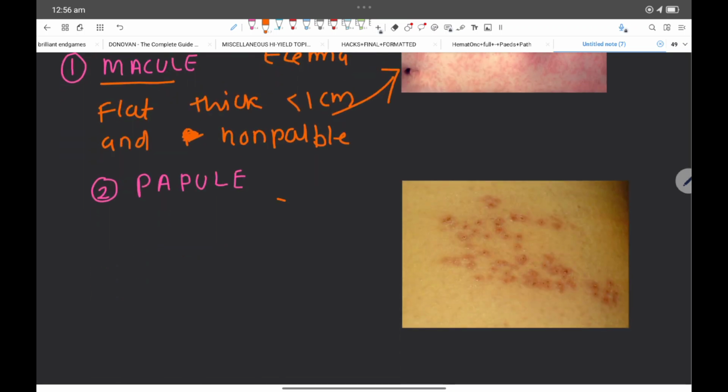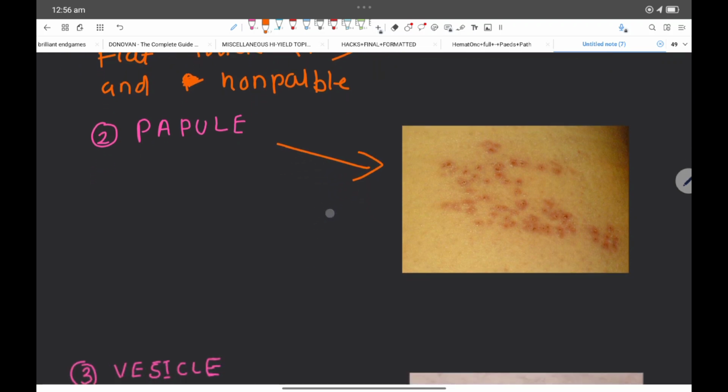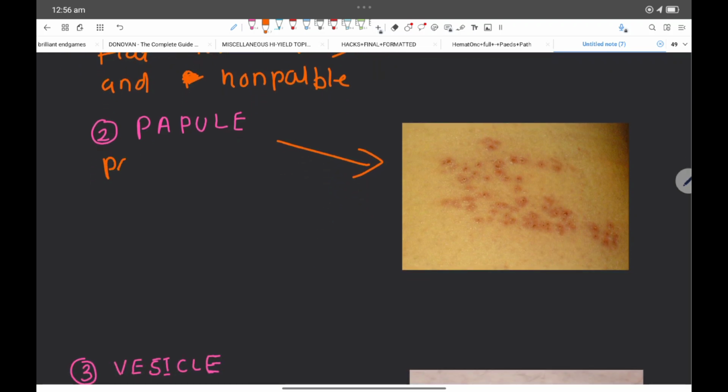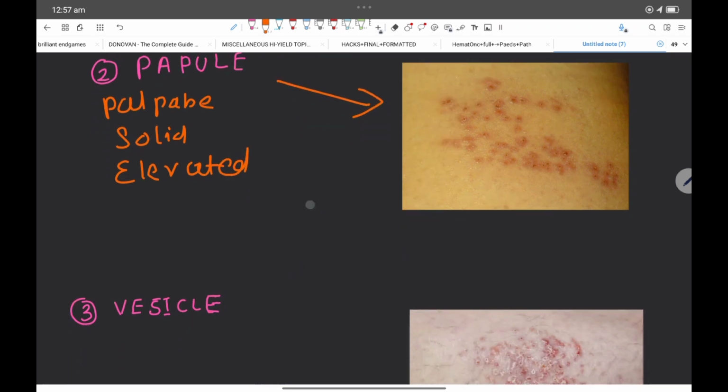And this is a papule, mainly palpable, solid, elevated, and thickness less than 1 centimeter.